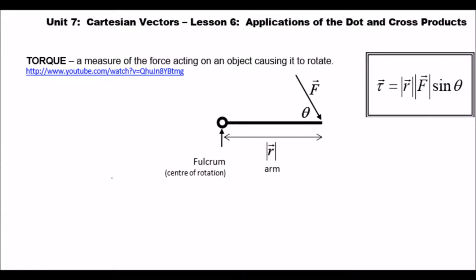Welcome to Unit 7, Cartesian Vectors, Lesson 6, Application of the Dot Product and Cross Product. So we're going to do 4 examples. Please ignore the numbering because the numbering is way off. It doesn't go in order. And we're also missing example 2.